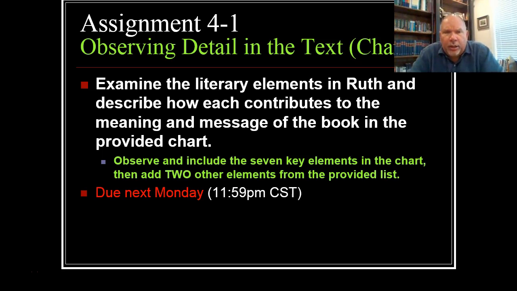So in week 4, 4.1, observing detail in the text. It's a chart. It is on Blackboard. You'll be able to download the chart that you're to fill out. And you're to examine the literary elements in Ruth and describe how each contributes to the meaning and message of the book in the provided chart. Then at the bottom, observe and include the 7 key elements in the chart and then add 2 elements of your own from the provided list. There are several more. You pick 2. This is due Monday at midnight.